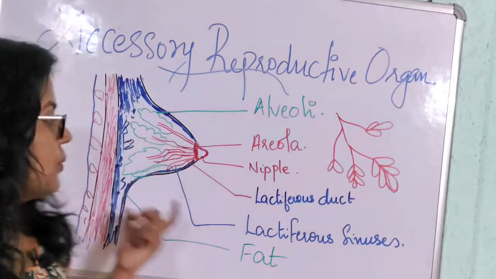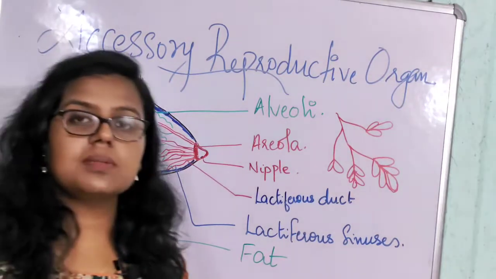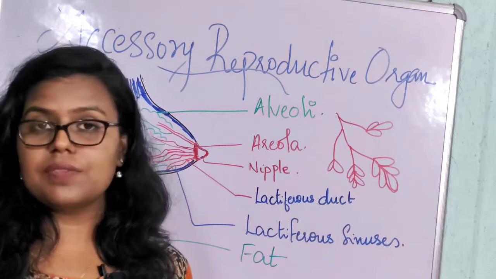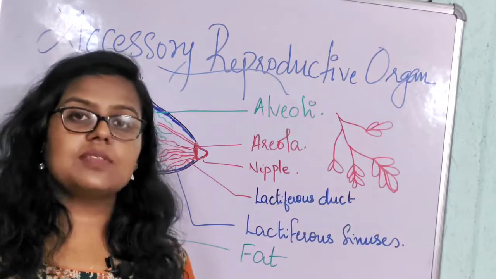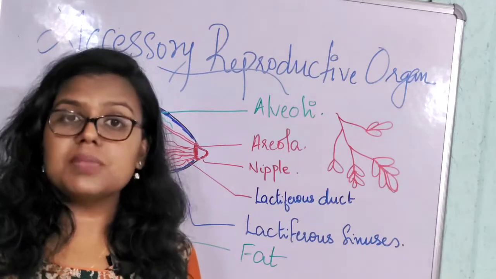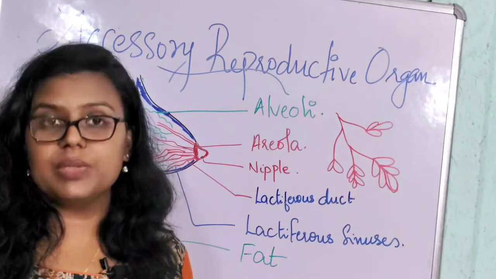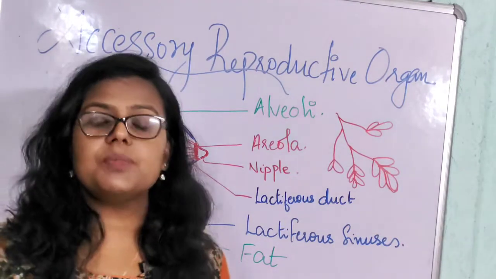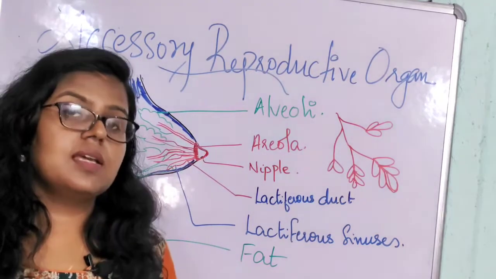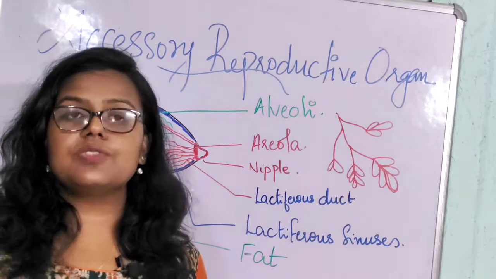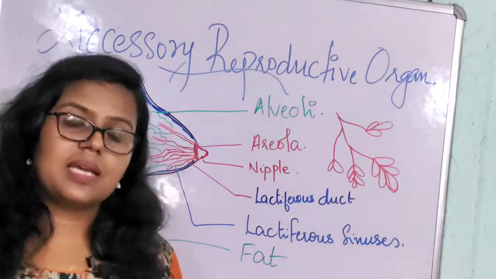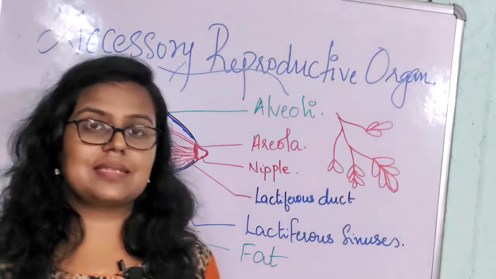Breast is present in both males and females, but in males it is in a rudimentary form. In females also it is immature, not matured much, at the time of puberty. But after attaining puberty, because of hormonal influences, the growth and development of the breast takes place, and it also reaches its maximum at the time of pregnancy.